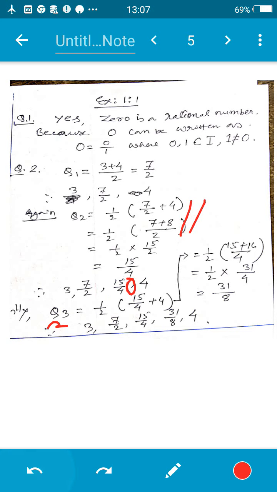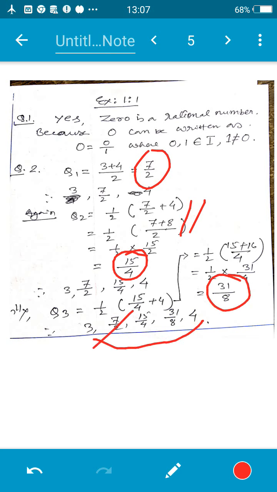Once again we have to find the average of these two numbers, that is half the sum of 15 by 4 and 4. Therefore, by the same method we have got the third rational number as 31 by 8. The places of these three numbers, 7 by 2, 15 by 4 and 31 by 8, will be in between 3 and 4. Here is 7 by 2, here 15 by 4, and here 31 by 8. Similarly, another three rational numbers between 3 and 4 are to be found by yourselves. Hereafter you find it by yourself.